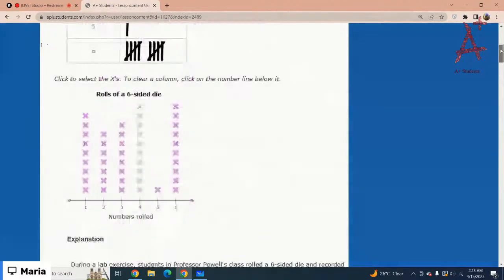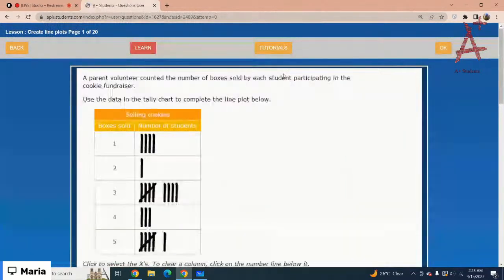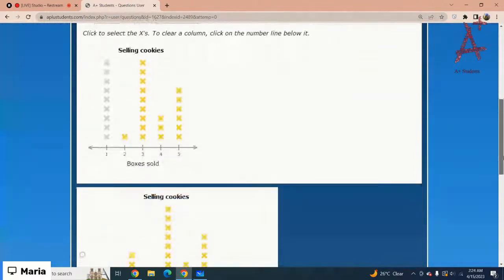Okay, let's just start with the test question. A parent volunteer counted the number of boxes sold by each student participating in a cookie fundraiser. Use the data in the tally chart to complete the line plot below. So for 1, the number of students is 4. For 2 boxes, 1 student; 3 boxes are sold by 9 students, 4 boxes by 3, and 5 boxes by 6 students. So just look at the options, which is the correct option?